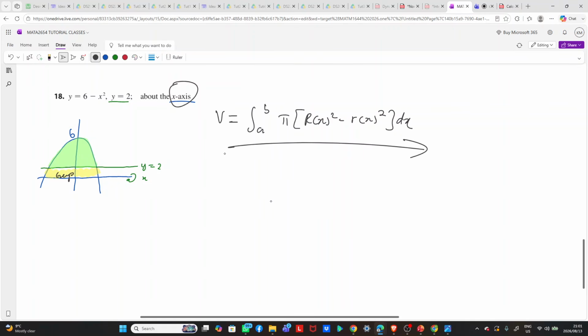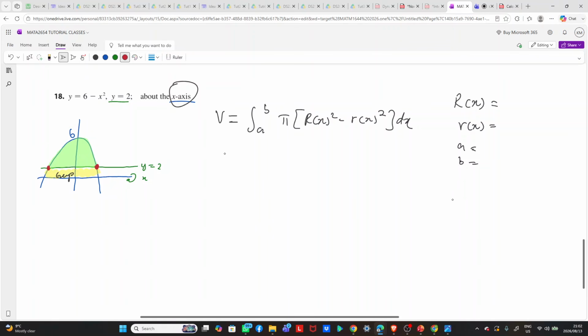I know I need to use this method before interpreting what is a, what is b, what is big R of x, small r of x. I already know which technique to use. Then now I go to ask myself, what is going to be big R of x, and what is going to be small r of x, and obviously what is a and what is b, the bounds, that is. Okay, so then now obviously for the bounds we're going to need where we have the intersection of the line y equals 2 and the curve y equals 6 minus x squared.